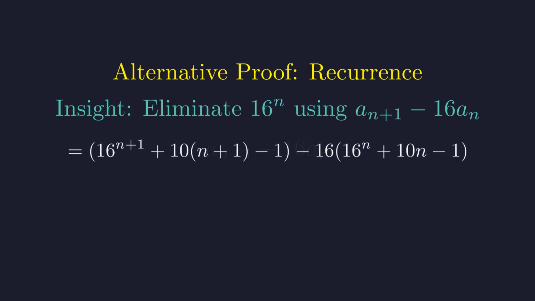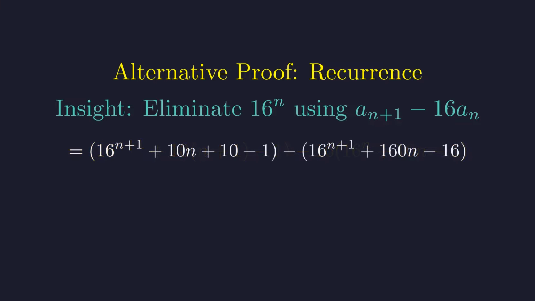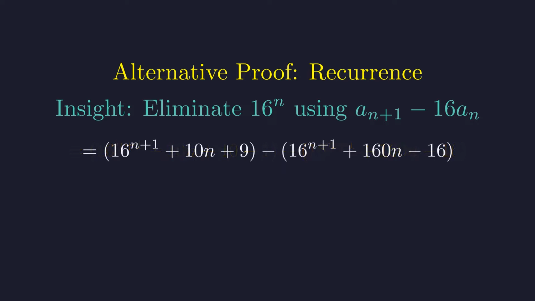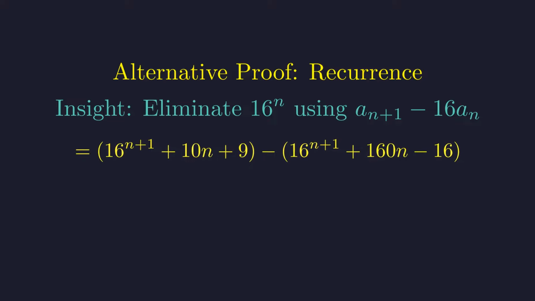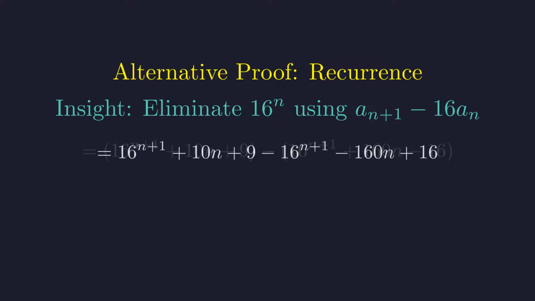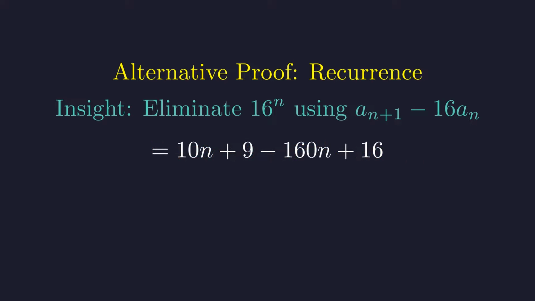We substitute the definitions of the terms. Now, we need to distribute the 10 and the 16 into their respective parentheses. This gives us two expanded expressions. We can simplify the first parenthesis. After simplifying, we have this expression. Now we can distribute the negative sign. This removes the parentheses. Notice that the 16 to the n plus 1 terms cancel each other out. We are left with a much simpler expression.